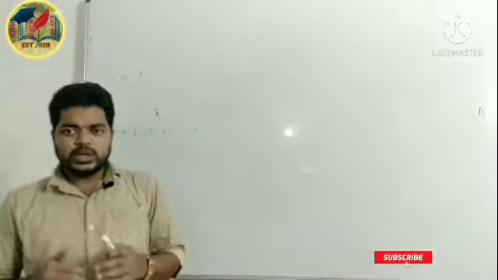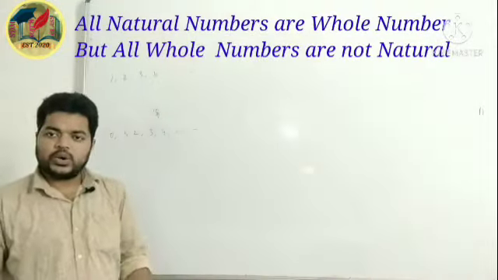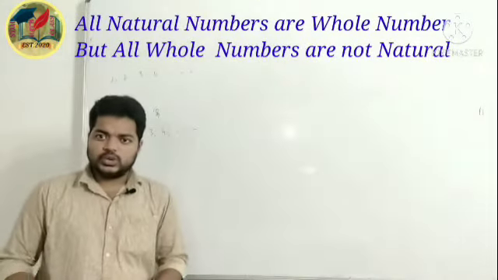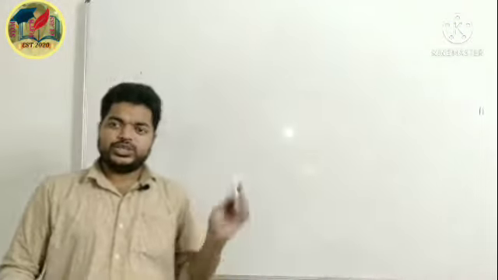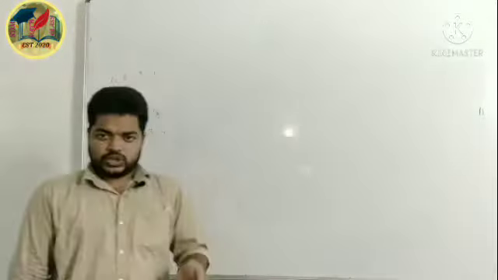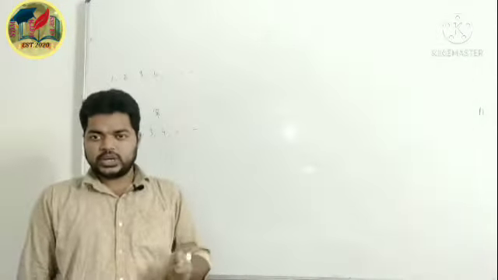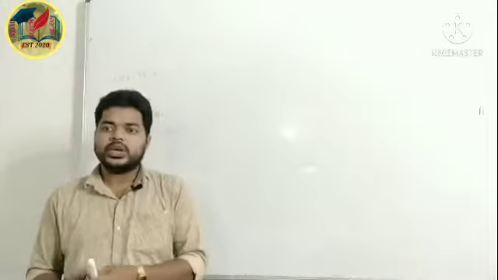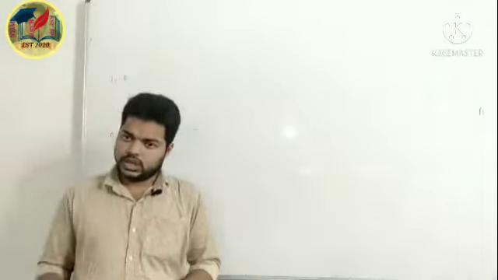Clear? All these numbers are whole numbers. Now we can say that all natural numbers are whole numbers, but all whole numbers are not natural numbers. Which number is a whole number but not a natural number? 0. 0 is a whole number but not a natural number. So what is the least whole number? 0 is the least whole number. And what is the highest whole number, that is the largest whole number? There is no largest whole number because whole numbers go to infinity.